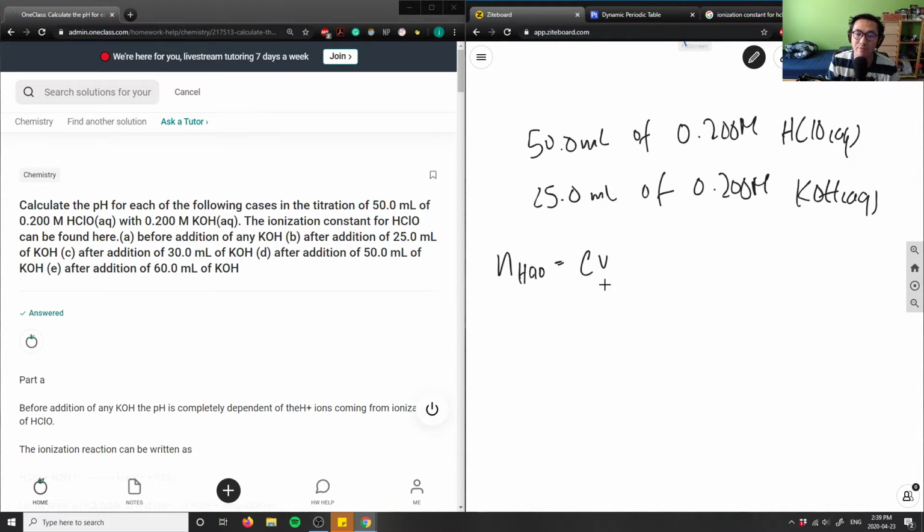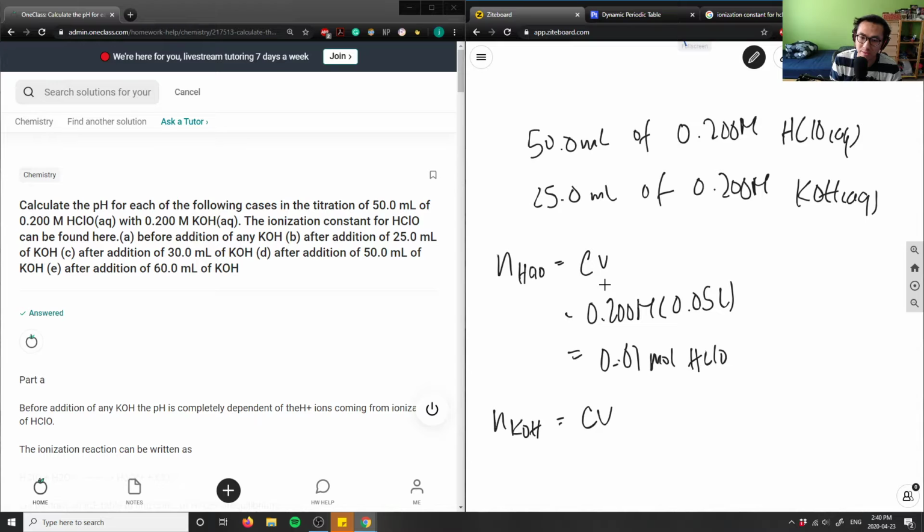So this would be equal to concentration, which is 0.200 times 0.05 liters, right? I changed 50 milliliters to liters here. This would get me a solution of 0.2 times 0.05 would give me 0.01. This here would be the moles of HClO. And finally, the moles of potassium hydroxide, do the exact same thing.